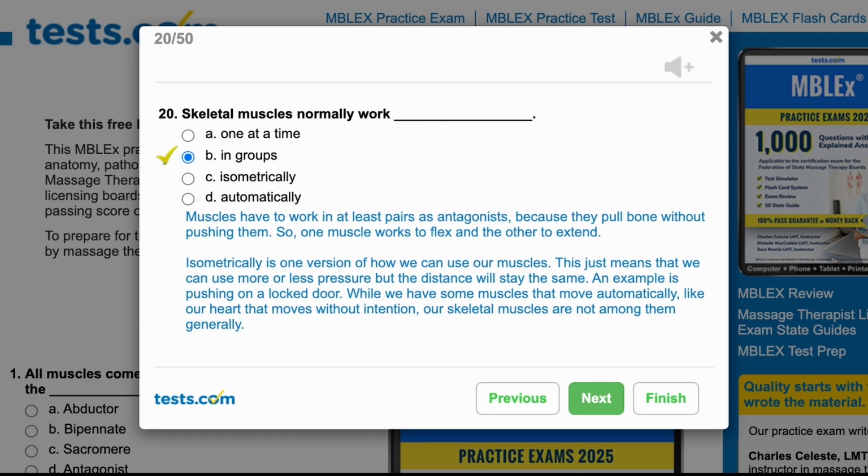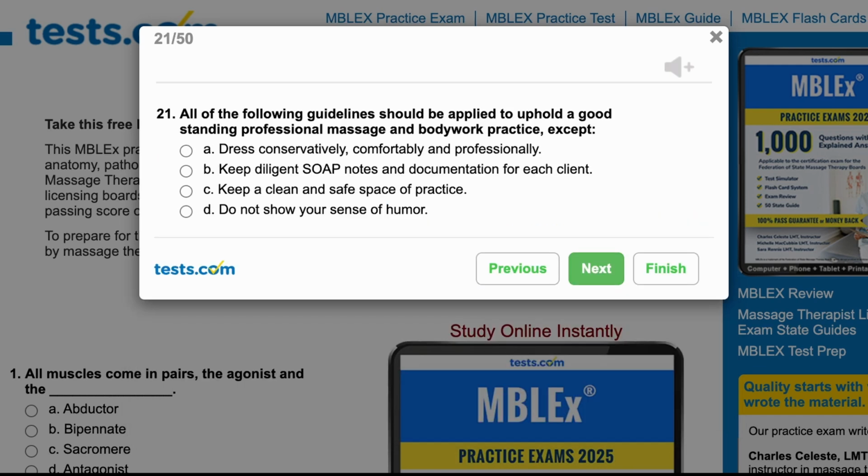Isometrically is one version of how we can use our muscles. This just means that we can use more or less pressure, but the distance will stay the same. An example is pushing on a locked door. While we have some muscles that move automatically, like our heart that moves without intention, our skeletal muscles are not among them generally.